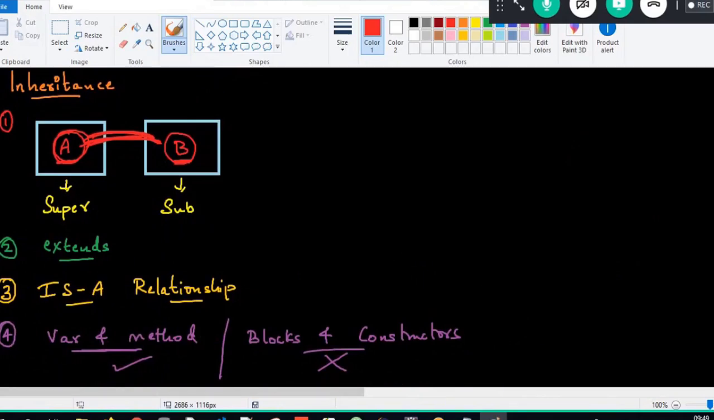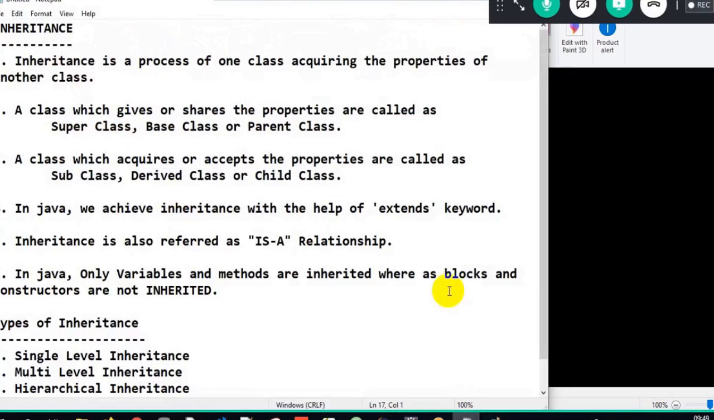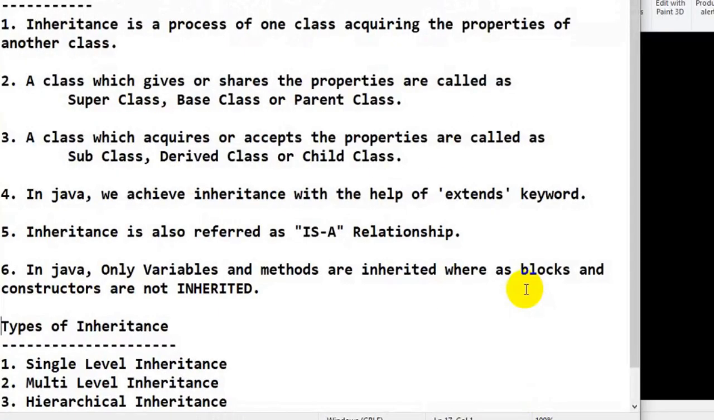It's a very simple topic, but a very important topic. I have written it over here. If you closely observe, look at the first point, what I have told here. The first point is: inheritance is a process of one class acquiring the properties of another class. One class is acquiring the properties of another class. That is called inheritance.